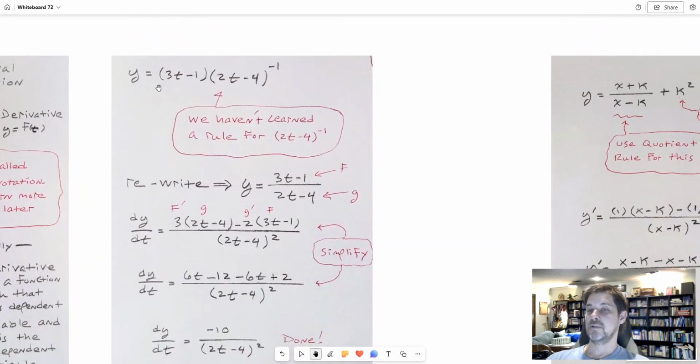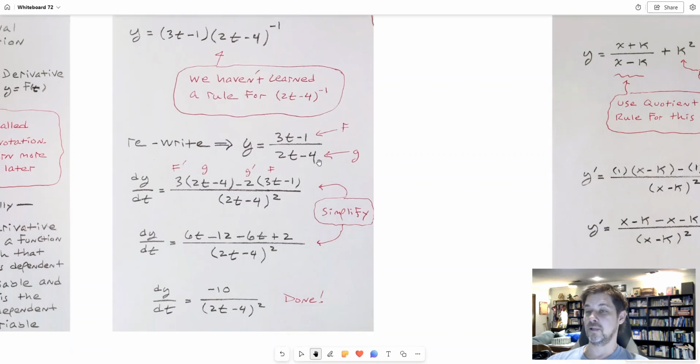Okay, so I was given this function. I've rewritten it now like this. At this point, the rule that would apply to it is the quotient rule, because y is one function divided by another. So I'll say f is the function on top, g is the one on the bottom. Here's what the quotient rule tells us the derivative is: f prime g minus g prime f over g squared. That's the quotient rule. f prime, the derivative of 3t minus 1, is just 3.